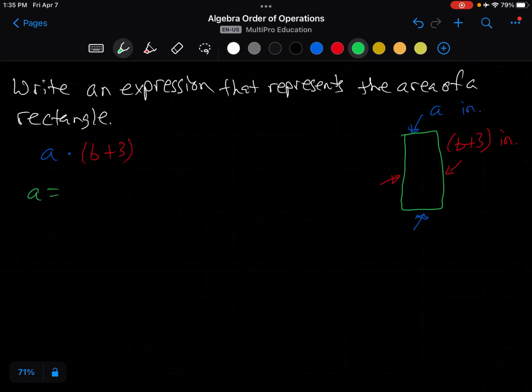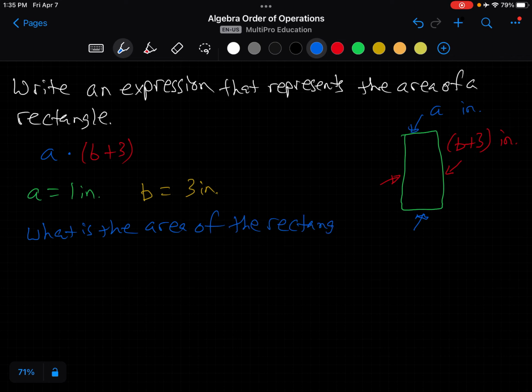Now let's say that A is equal to 1 inch. And let's say that B is equal to 3 inches. So now we need to find the area. What is the area of the rectangle?